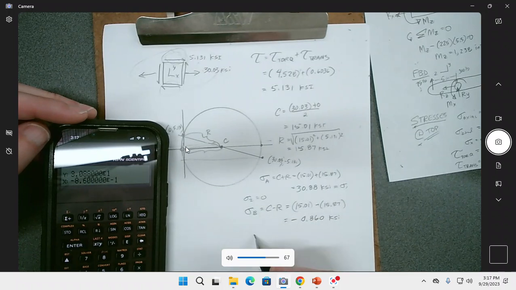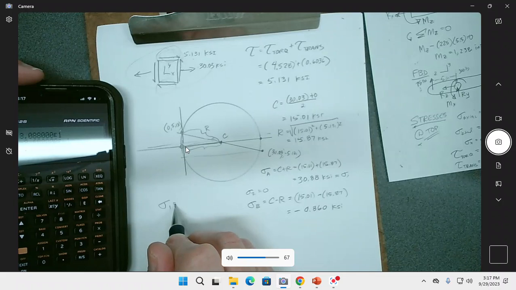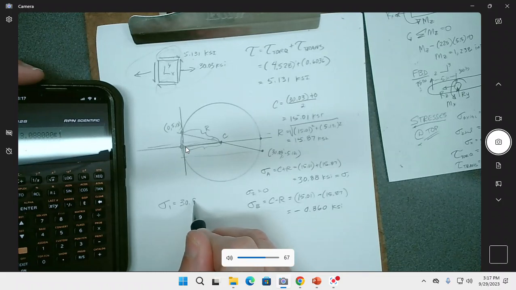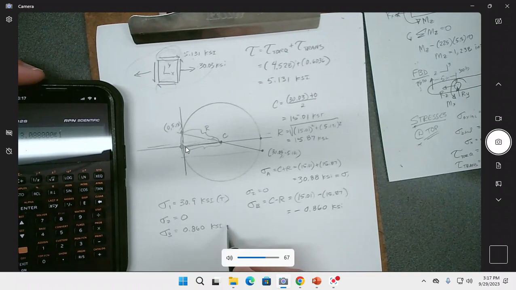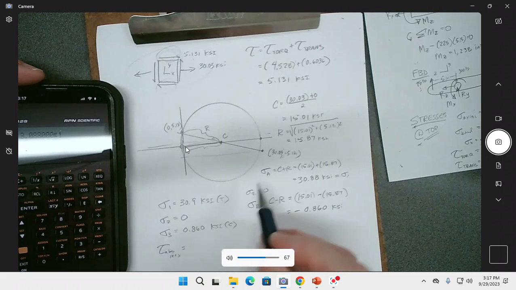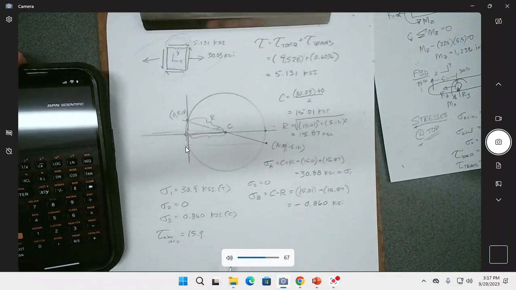But anyway, you would find that, to summarize, sigma 1 was 30.9 KSI tension. Sigma 2 is equal to 0. Sigma 3 is 0.860 KSI compression, and tau abs max, because it's doing the straddling thing, is going to be equal to R, or 15.9 KSI.